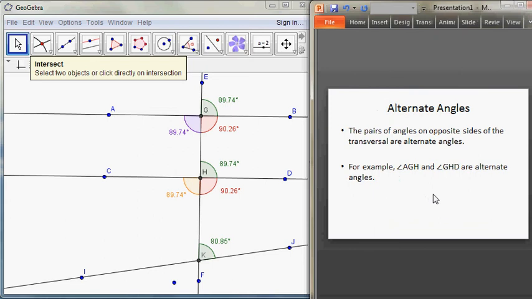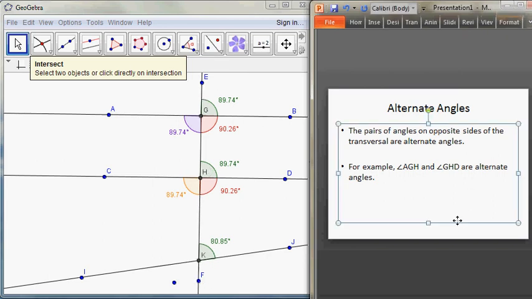Next up, we have alternate angles. The pairs of angles on opposite sides of the transversal are alternate angles. So for example, angle AGH right here and angle GHD are alternate angles. Angle GHD is on the top right hand corner of the intersection of line CD and the transversal, whereas angle AGH is on the bottom left hand corner of the intersection of line AB and line EF.